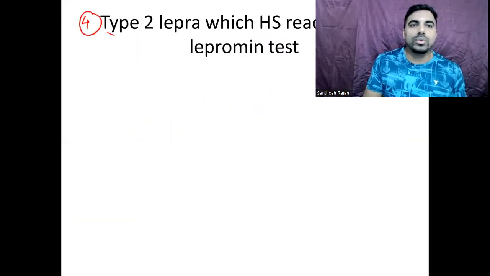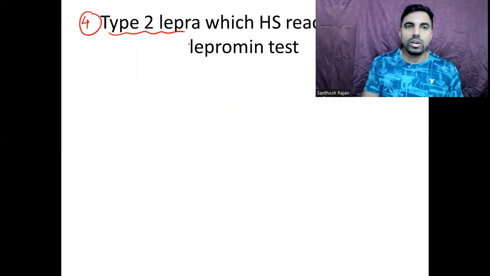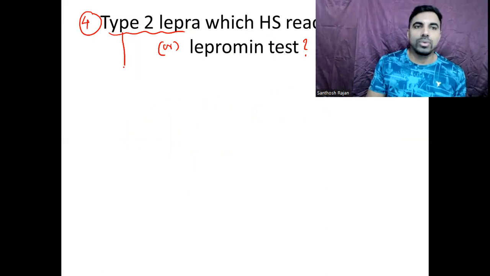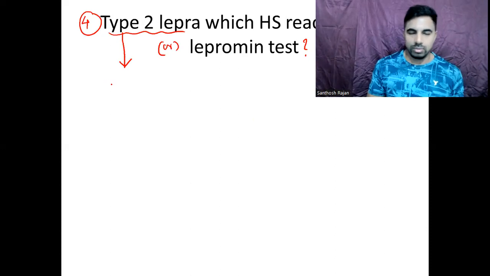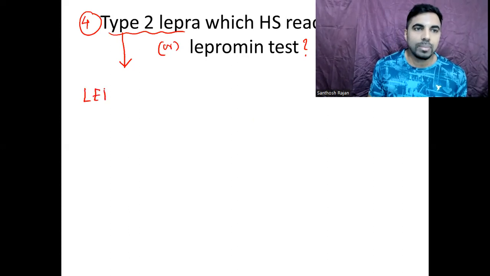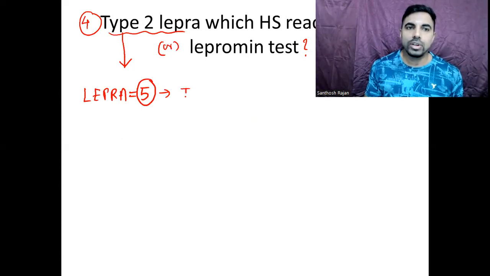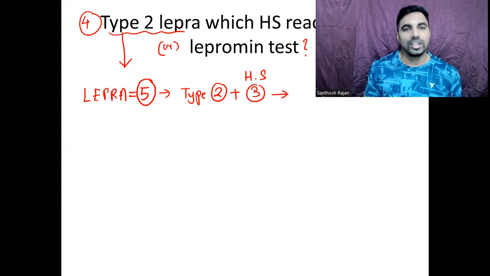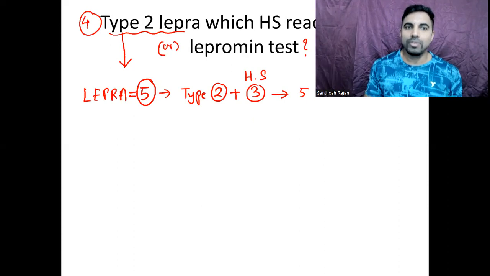This is the type 2 lepra reaction, which hypersensitivity reaction, or it is the lepromine test, which hypersensitivity reaction. Okay, so if they ask about type 2 lepra reaction, very easy. How to remember: how many letters are there in lepra? Lepra has 5 letters. That means we have to complete 5. With type 2 lepra reaction, how much do you have to add to make 5? You have to add 3. So type 3 hypersensitivity reaction, total 5. So type 2 lepra reaction is type 3 hypersensitivity reaction.